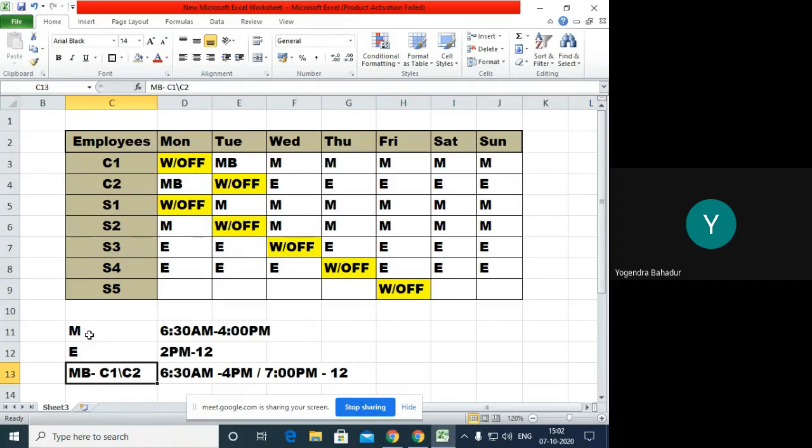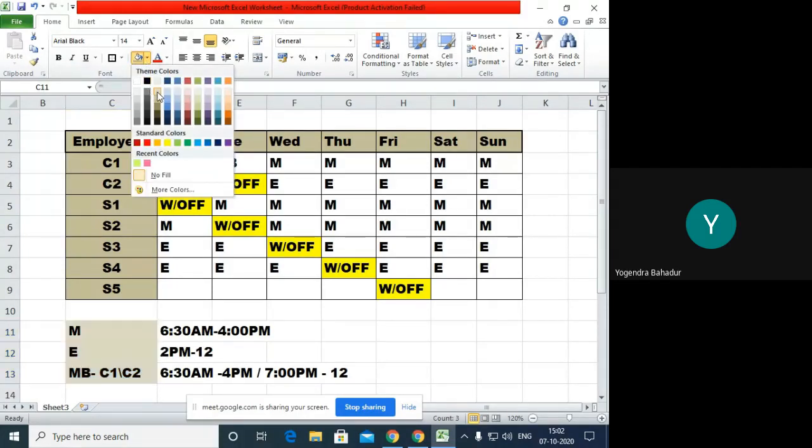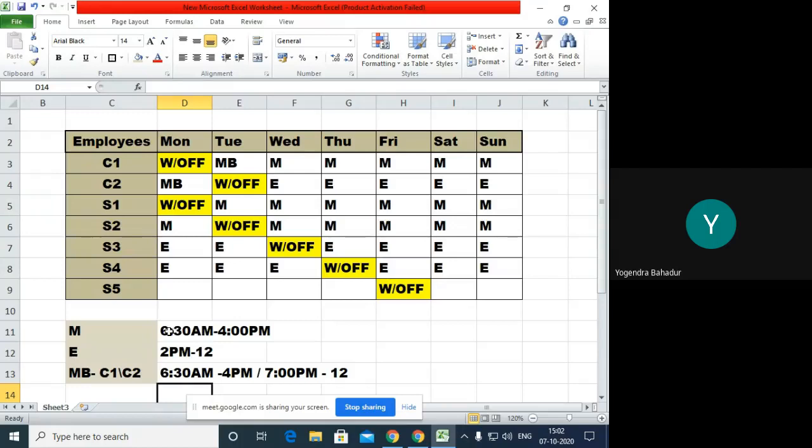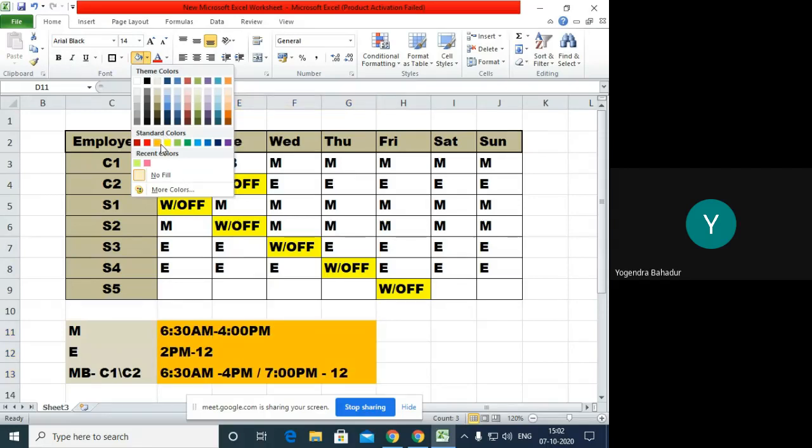So as far as the morning shift is concerned, timing is clear. As far as the evening is concerned, again the timing is clear. And we are also clear with the morning break timing for the captains.